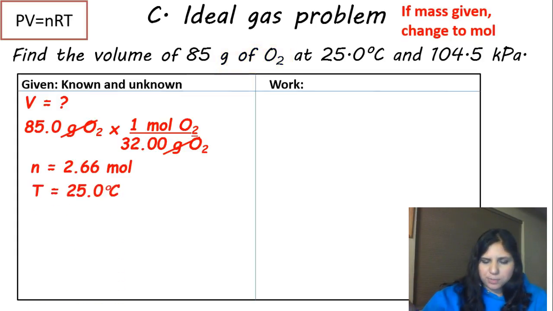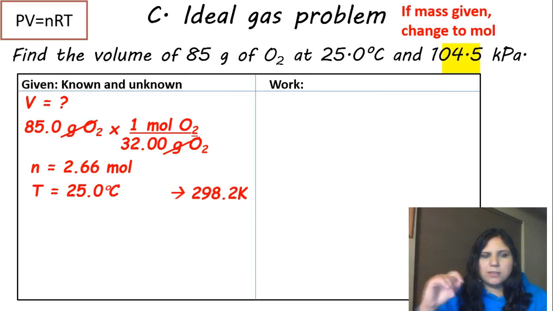Then it says 25.0 degrees Celsius. There's our temperature, right? Celsius is temp. We need to change that to Kelvin, so add 273.15, then round to sig figs. That's going to be 298.2 K. Then we have a pressure of 104.5 kPa.